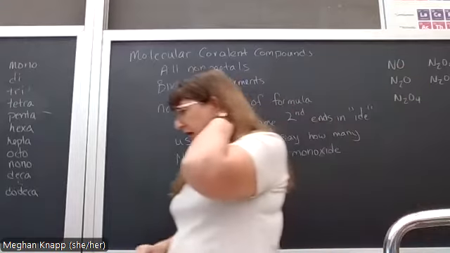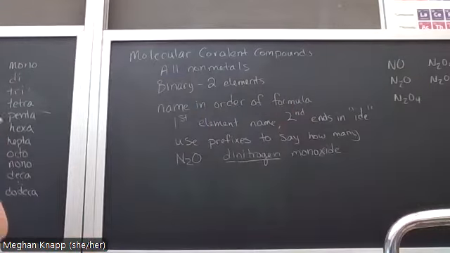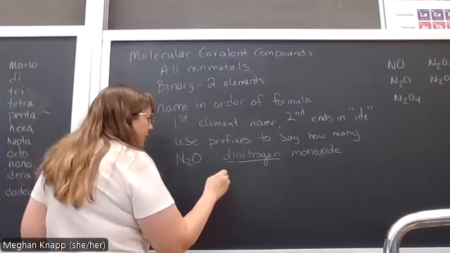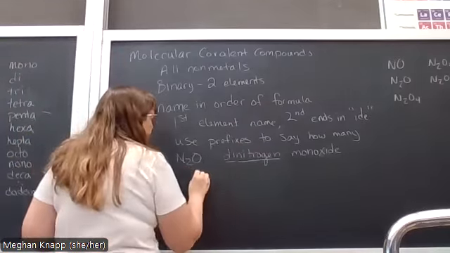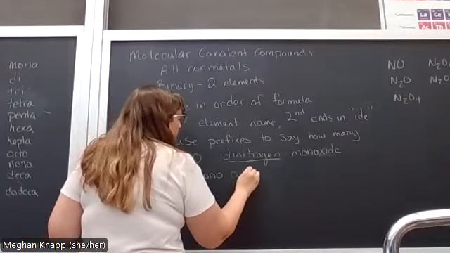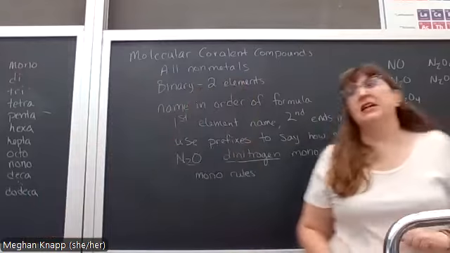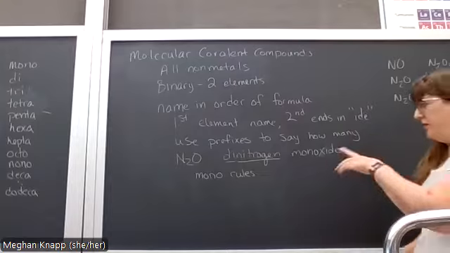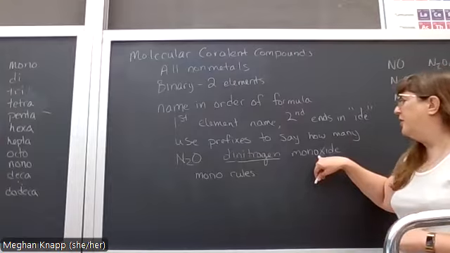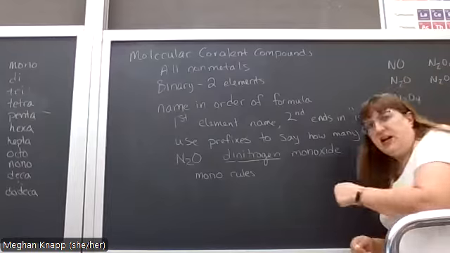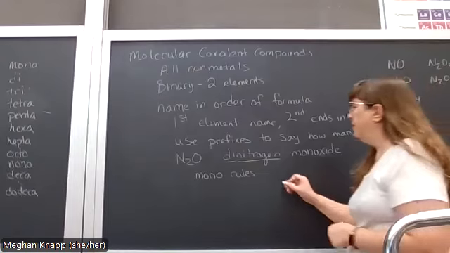Now we have a couple of quirky rules. Two of them have to do with mono. Both elements get the prefix. Both elements get a prefix. With this exception. So the first thing is that when we have mono and oxygen together, we don't put two O's. So it's not monooxide, it's just monoxide.